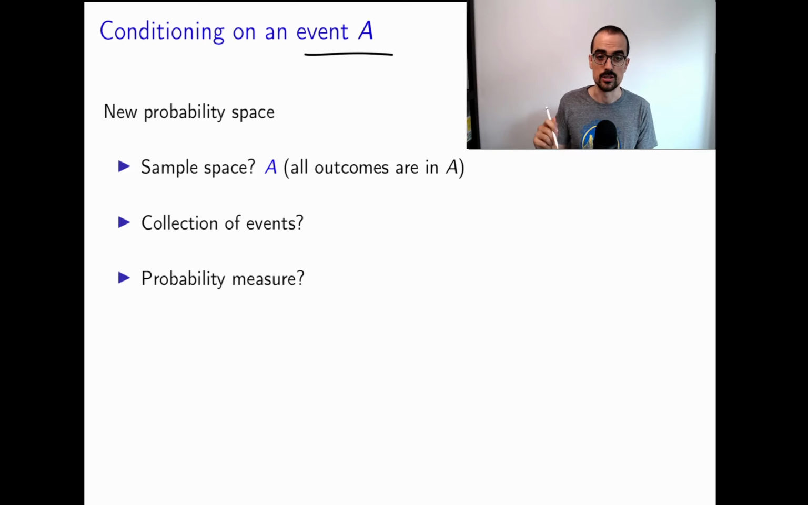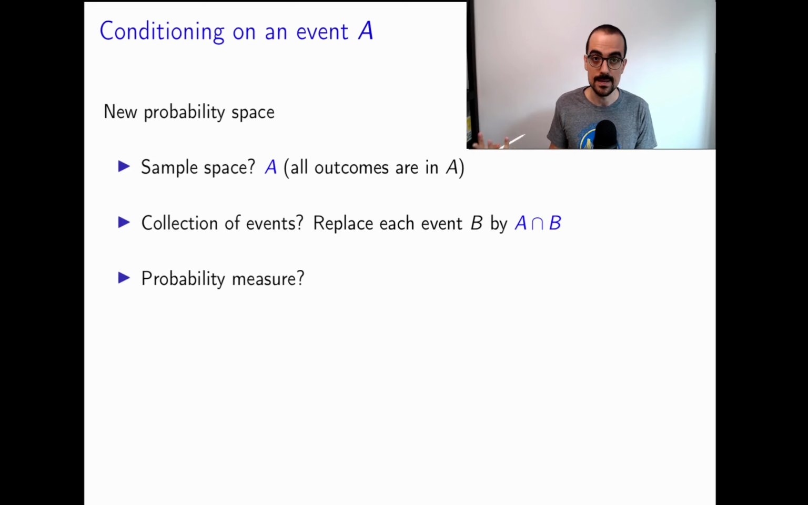And now let's continue here. So we've said the new sample space, if we condition on an event A, should be that event A. What should be the collection of events? If we have another event B that we're interested in, we don't want to consider B, we rather want to consider B intersection A, because all of the outcomes are also going to be in A. So we can replace every event B in the original collection by the event intersection between A and B.